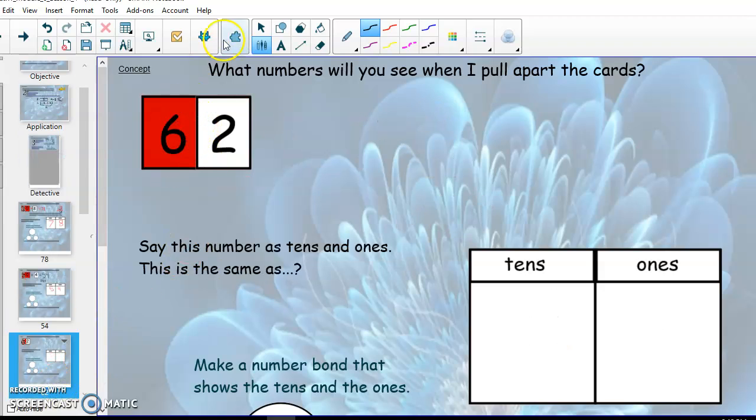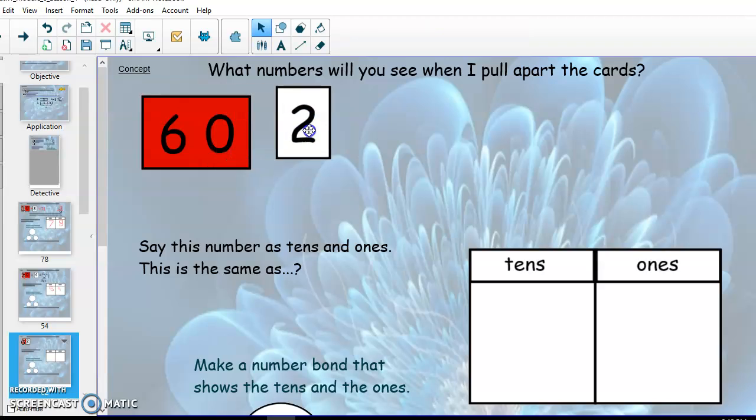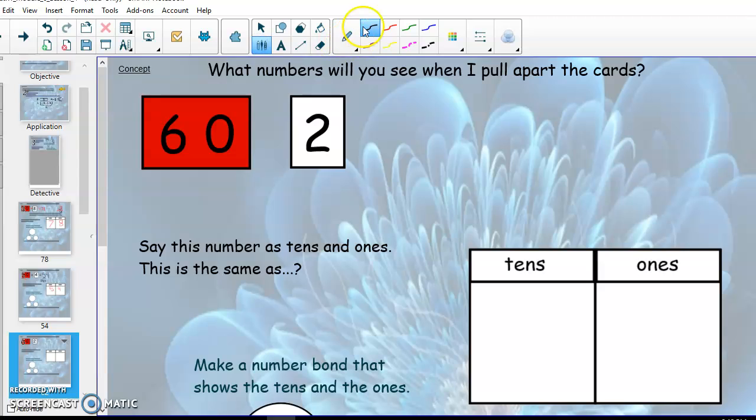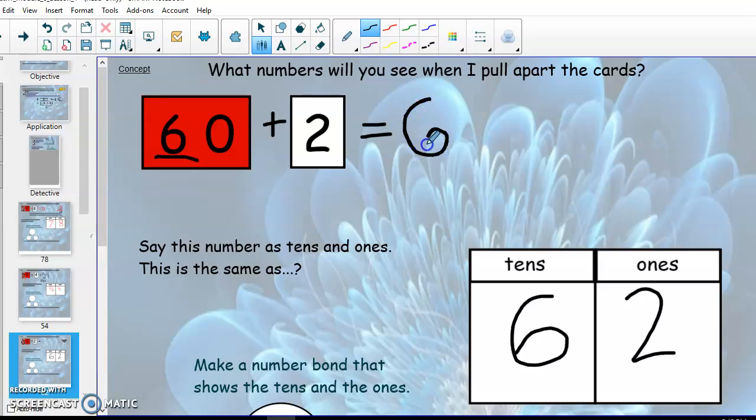All right, guys, 62. What numbers are we going to see when we pull these apart? 60 and 2. Okay, so how many 10s do we have in this number? 6 10s. We know that by looking at the tens place. And how many 1s? We have 2 1s. We know that by looking at the ones place. So if we were going to write an addition sentence, we could do 60 plus 2 equals 62.